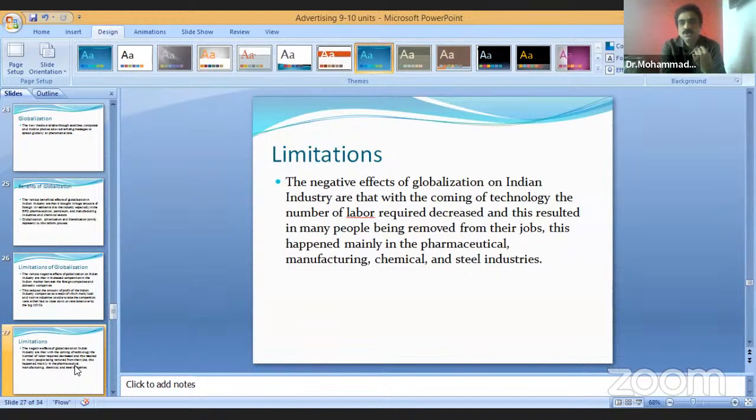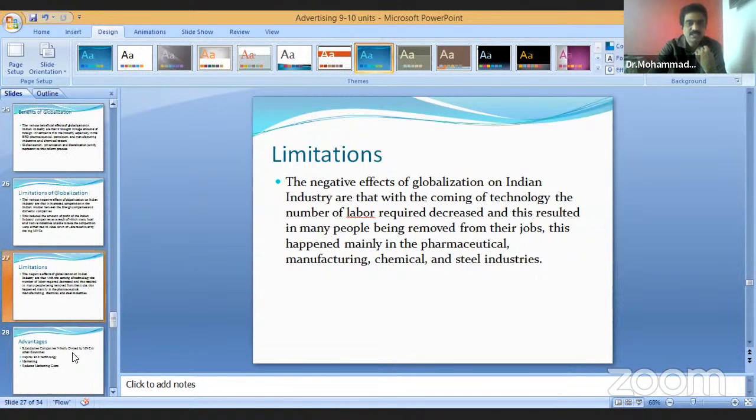Earlier ours was a labor intensive method. We employed so many people, giving employment to many people in manufacturing industries, in the manufacturing sector. So heavy industries, heavy machines, replaced and removed the jobs of the local labor. This is also one of the limitations, one of the negative aspects.